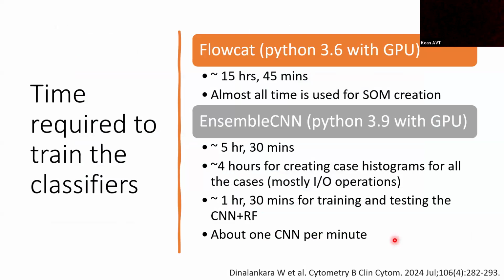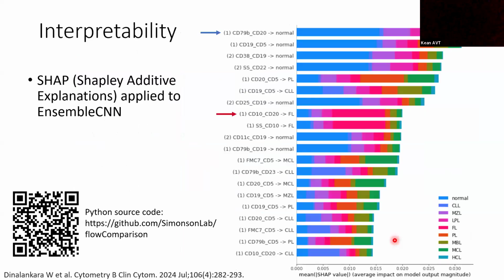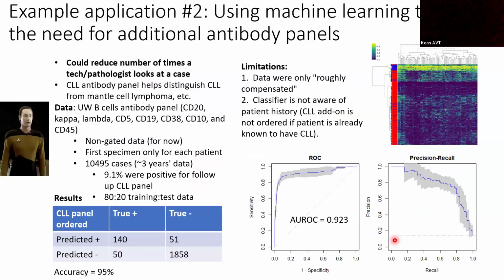Okay, so there was a difference in the time required. The FlowCat did take a fair amount longer time to process the data. And we can also use the same SHAP approach for interpreting the data, but in this case, we're looking at multiple classes or labels versus just two. Okay, so let's see, it looks like I'm out of time. So I'll just go quickly through this last example.